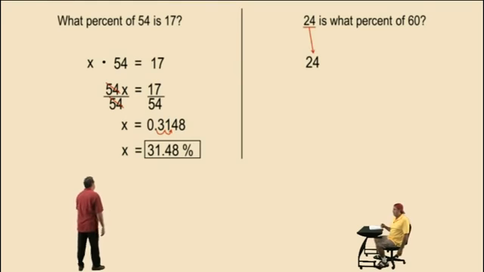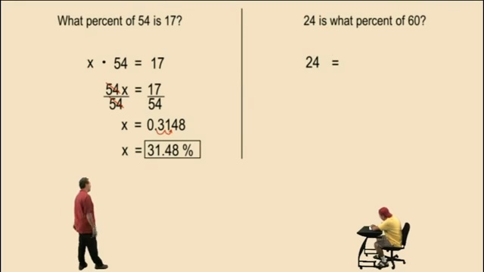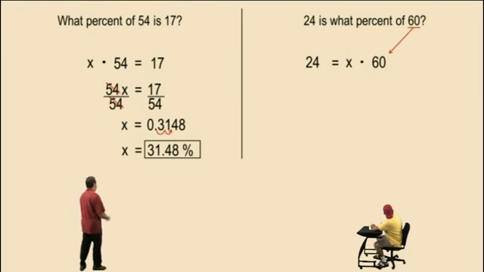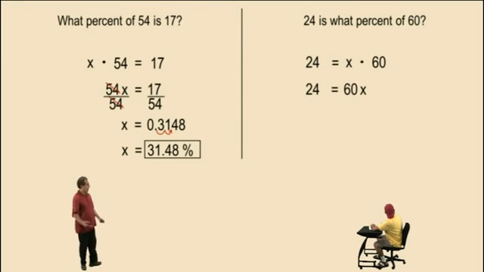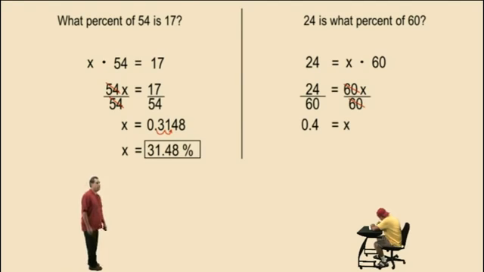Okay, 24 is what percent of 60? Let's read and translate. 24 is, that's equals. What percent? That's our unknown. So we'll represent that quantity by x. Of is multiplication. Put in our 60, and there's our equation. 24 equals x times 60, or 60 times x, 60x. To solve for x, we divide both sides by 60, and 24 divided by 60 is 0.4. That's 4/10.